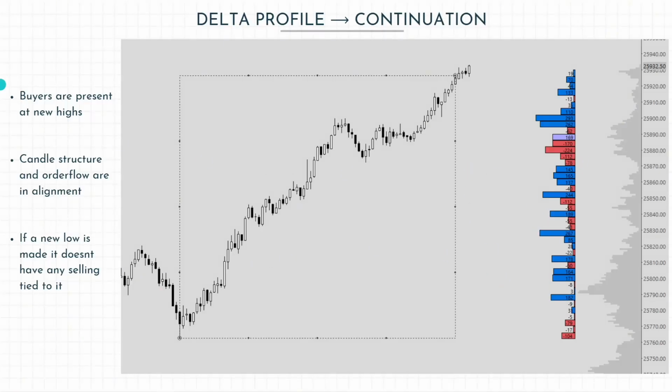Another great thing about delta profiles is most programs allow you to select where you plot it from. So you can start at the pivot and then continue out, or you can only view it in this area if you find that important to get you closer to the purest information of that price zone.